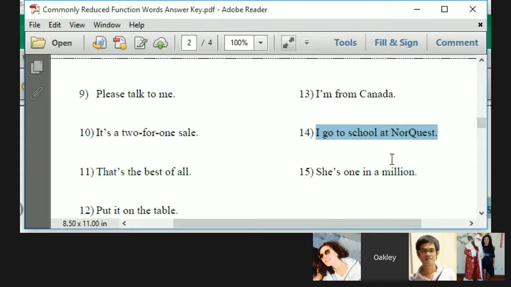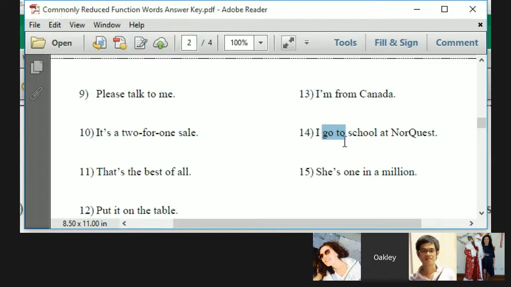Americans use what's called a flapped D or fast D. This T in "go to", because it's surrounded by two vowel sounds, even though it's two separate words, that doesn't make any difference. Sometimes within a word, sometimes between two words, it doesn't matter. In an American accent, we pronounce this as a D. So "go to" by Americans is frequently reduced to "Goda", like Yoda from Star Wars, except with a G. I goda. I go to school at Norquest.